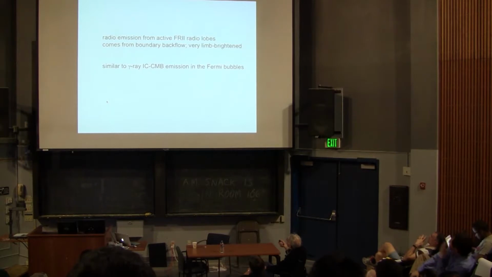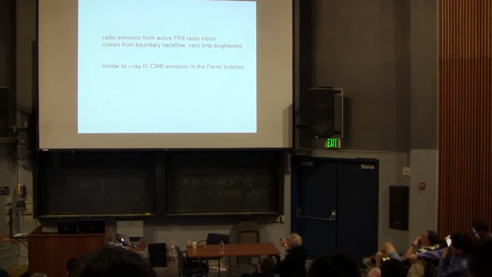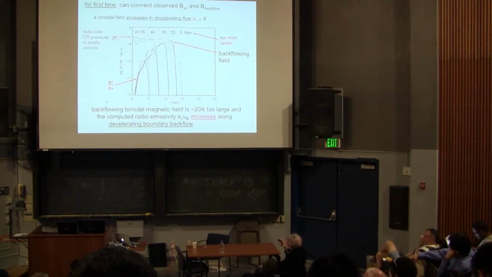So the radio emission from FR2 radio lobes comes from the boundary backflow. So it's very limb brightened, very limb brightened. And this is similar to the gamma ray emission from the Fermi bubbles that Guo and I recently studied, where the gamma rays come from just the edge of the bubbles.